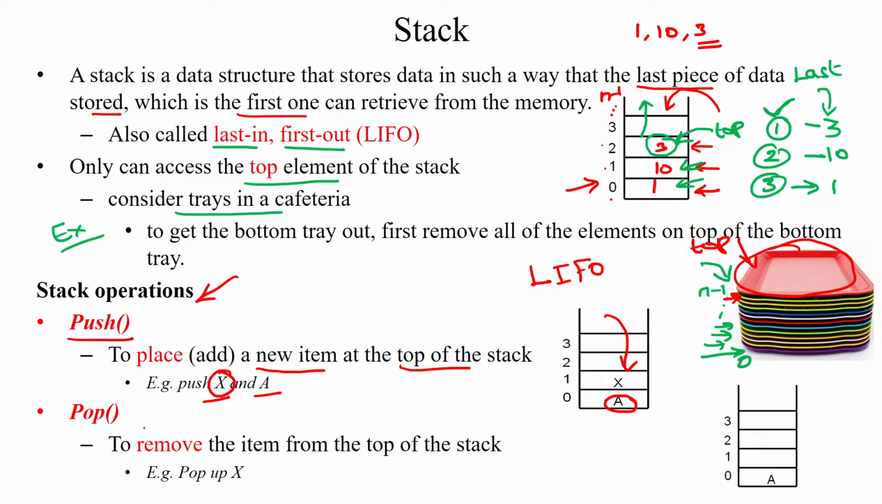If we want to delete data from the stack, we can use the pop operation, which removes the data from the top of the stack. For example, pop of X. When we apply the pop, X will be removed from the stack because that is the top element. After removal, our stack representation will have only the element A.